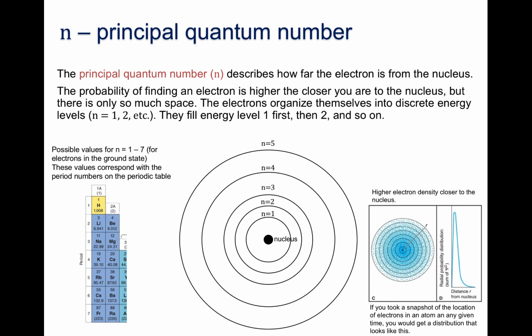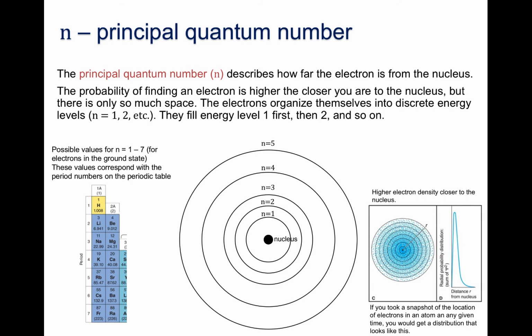n, the principal quantum number, describes how far the electron is from the nucleus. And remember, this is based on Schrödinger's principle, where the probability of finding an electron is higher the closer you are to the nucleus. But as we know, there's only so much space around the nucleus. These electrons are trying to get as close to the nucleus as they can, but as far away from each other as they can. And so the electrons are going to organize themselves into discrete energy levels. So n of 1 will get filled up first, and then n of 2 will get filled next, n of 3, and then n of 4, and so on, depending on how many electrons you have.